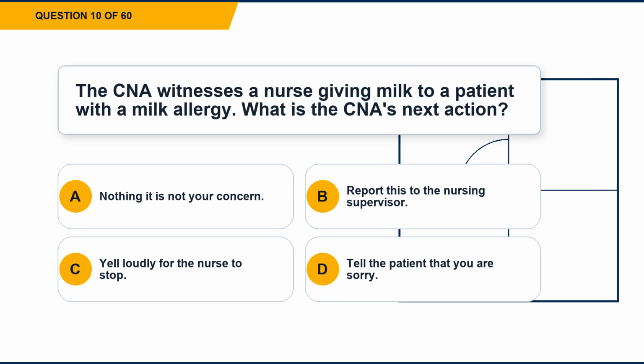Question 10. The CNA witnesses a nurse giving milk to a patient with a milk allergy. What is the CNA's next action? Option A. Nothing, it is not your concern. Option B. Report this to the nursing supervisor. Option C. Yell loudly for the nurse to stop. Option D. Tell the patient that you are sorry.